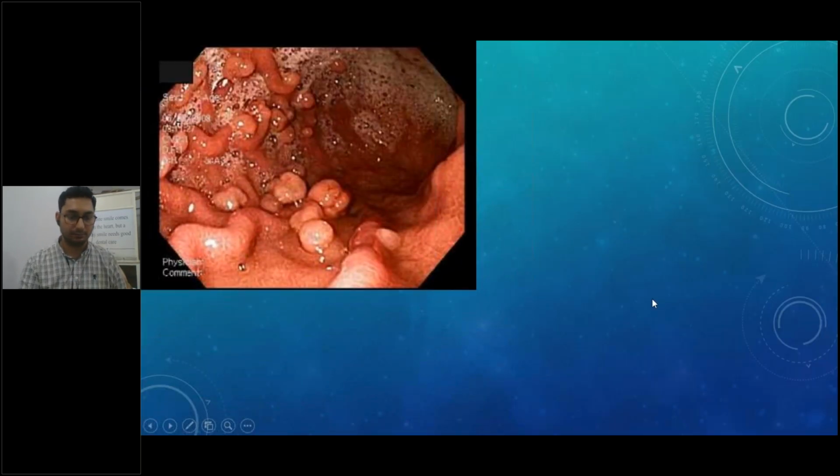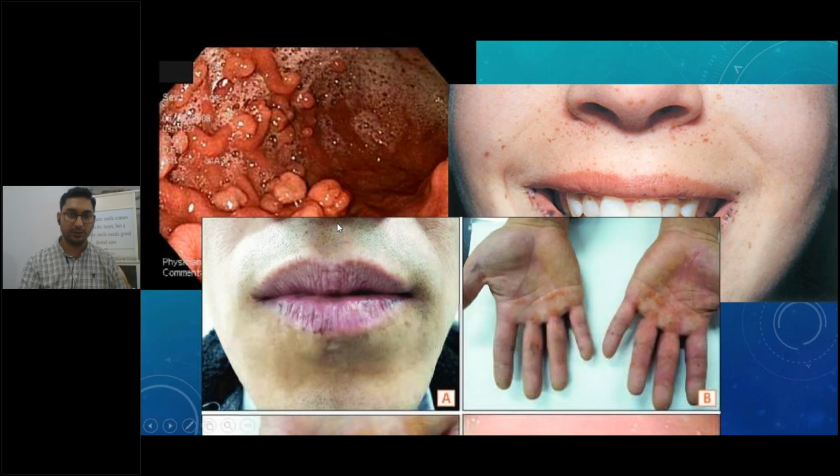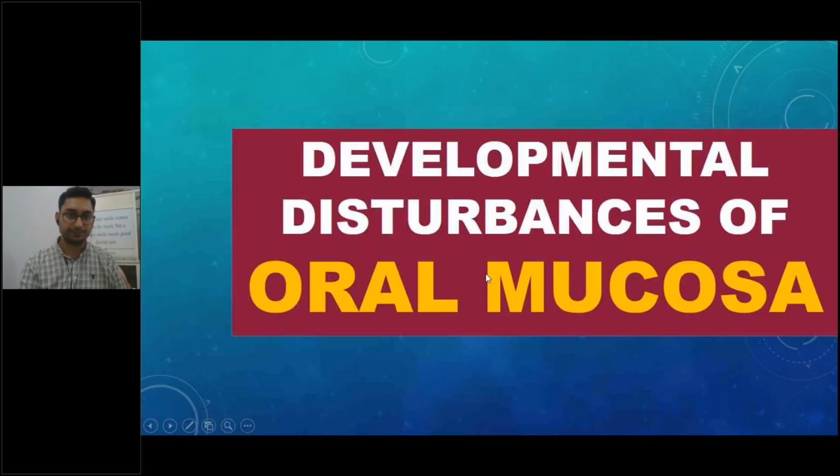Okay, next I'll just show you the images where you see in perioral it has crossed the vermilion border. You can see here pigmentation. It is also seen on buccal mucosa, and these are the sites, lips. This is on hands. You can see fingers. It is buccal mucosa. There also you can see. This is Peutz-Jeghers syndrome.